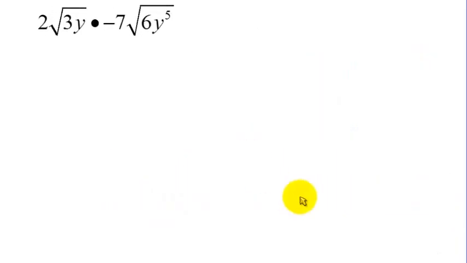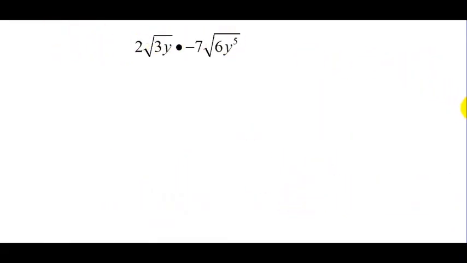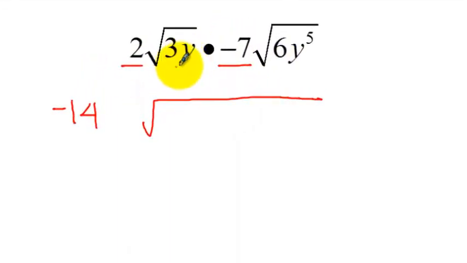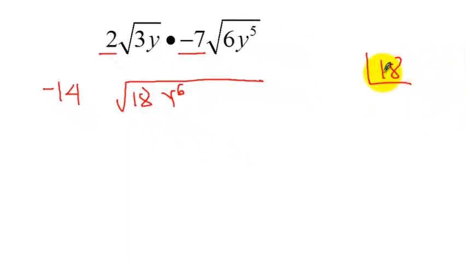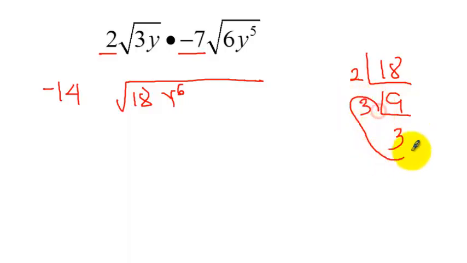Alright, let's have one last example. First, multiply our coefficients. 2 times negative 7, that's negative 14. Then multiply our radicands. 3 times 6 is 18. y times y to the 5 is y raised to 6. Now 18, we can divide 18 by 2, that's 9. Divide by 3, we'll get 3 here. So we have a pair of 3.